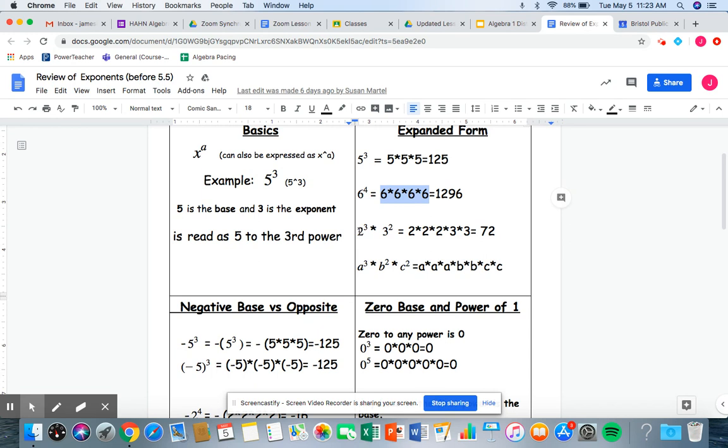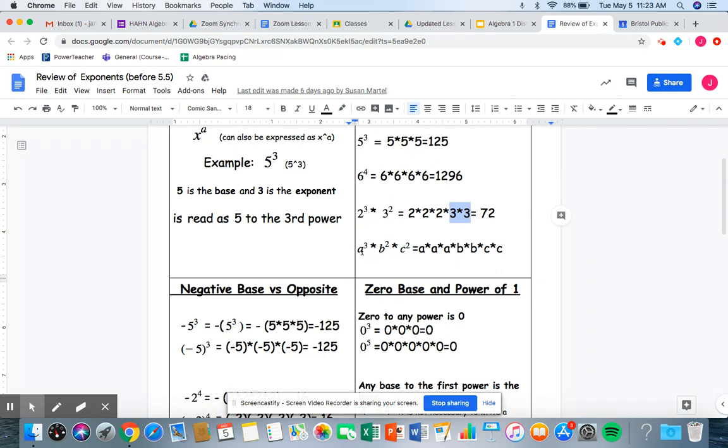You can also have multiplication expressions with powers. So 2 to the third power times 3 to the second power. So you can see that there are 3 2's being multiplied, 2 to the third power, times 2 3's being multiplied, 3 to the second power. And you can also do powers with variables. You can't simplify them or evaluate them to have an answer, but you can write them out in expanded form this way. So we have a to the third times b to the second times c to the second, or b squared and c squared, and that would look like this right here.